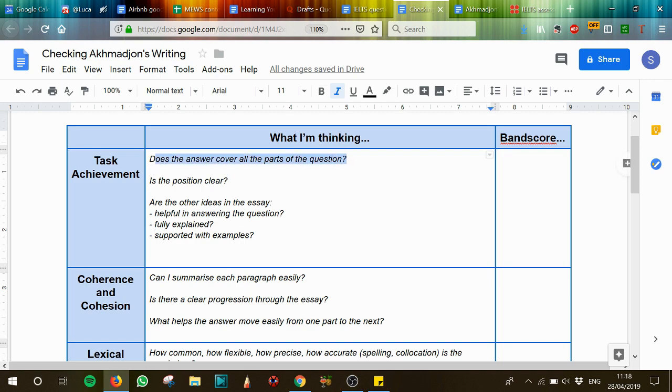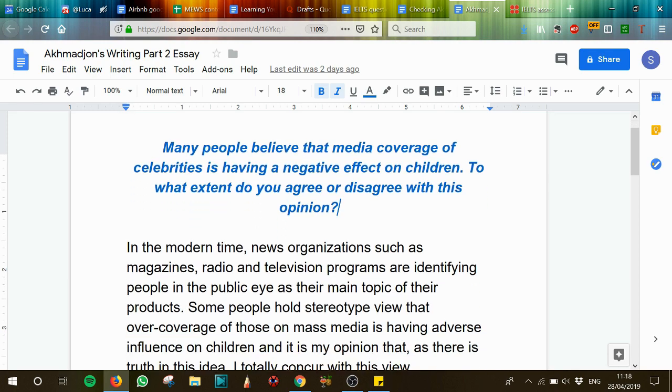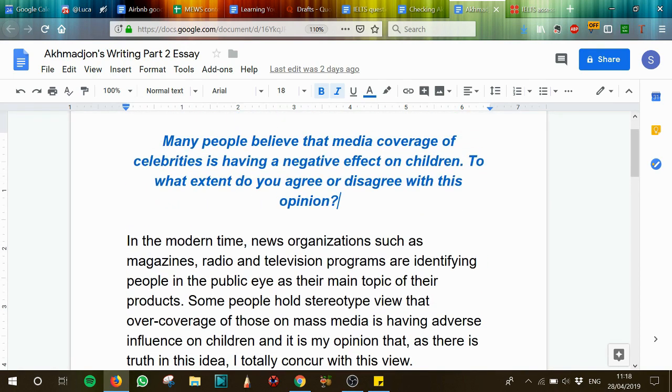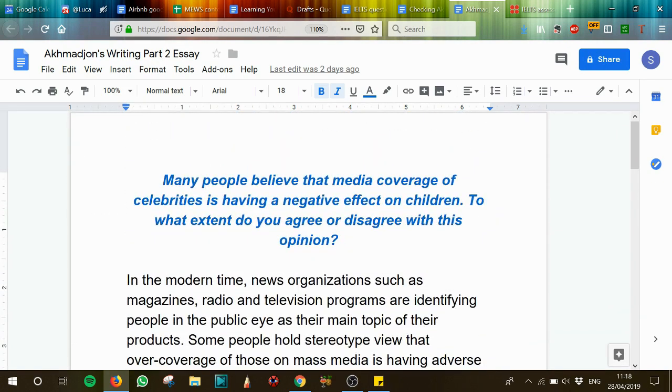Firstly, I want to know, does the answer cover all parts of the question? So Akmajon's question has several parts. It talks about many people, it talks about media coverage, celebrities, the negative effect on children, to what extent, and agree or disagree. And I think that, yes, Akmajon's essay does talk about most of these parts, maybe not all of them. He definitely talks about media coverage, he definitely talks about celebrities a lot, the negative effect on children a lot, and it's pretty clear from his essay that he agrees with the view.